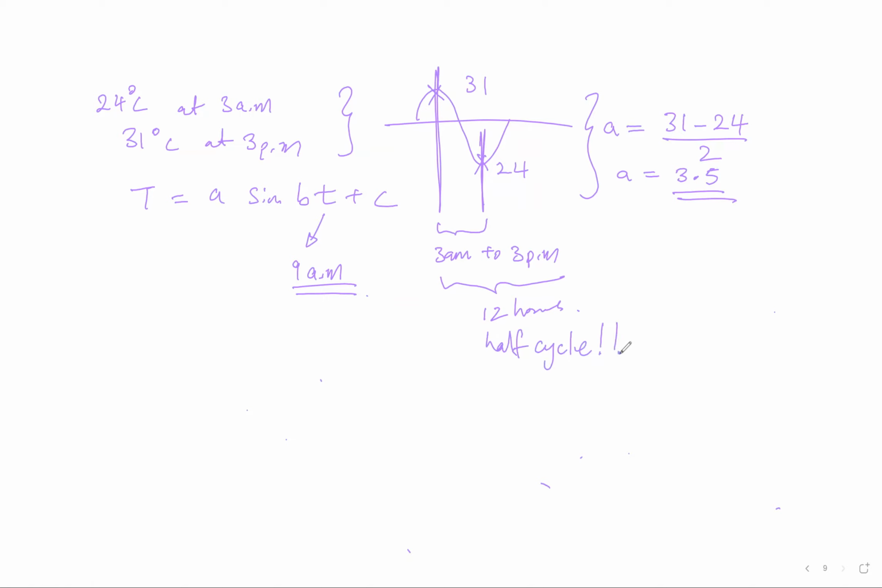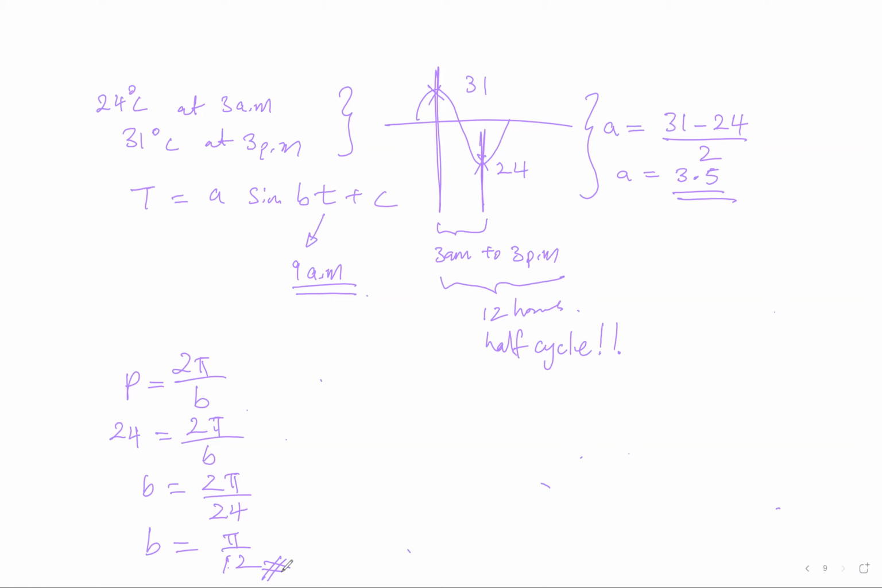So one full cycle is 24 hours. So that's how you get the 24 hours. Okay, so 2 pi over b is equal to your period, and your period is 24 hours. So 2 pi over b, b is equal to pi over 12. This is your b.